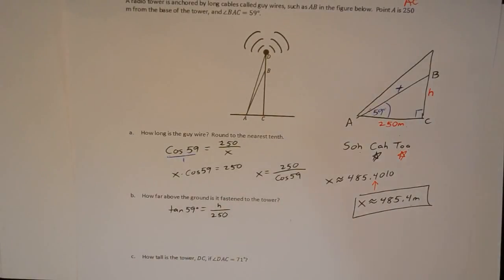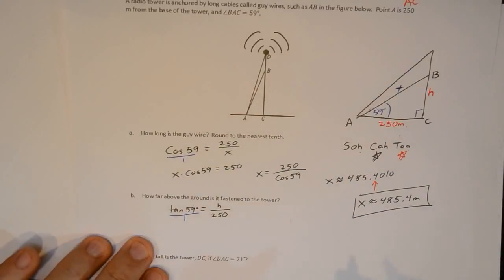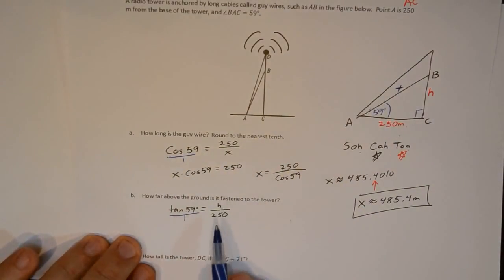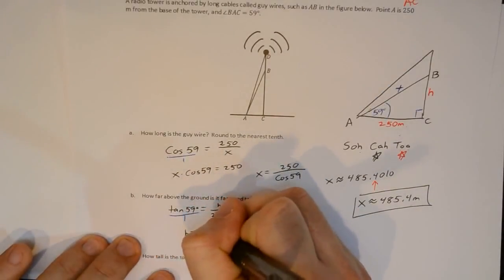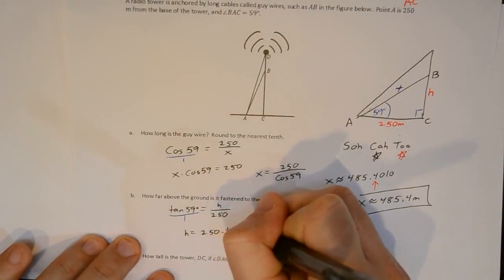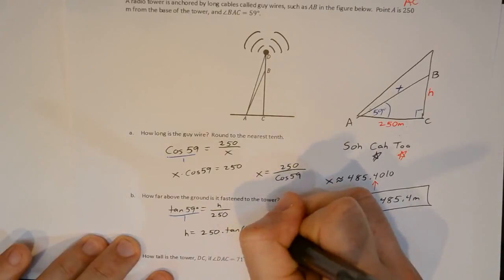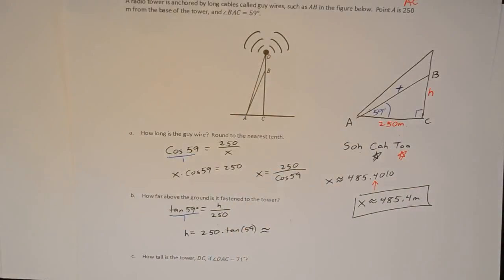When I cross multiply, again you can think about tan 59 over 1. You just get 1 times h equals 250 times tan 59. So h is whatever 250 times the tangent of 59 degrees is. So what's that going to be? Let's see. H, I'll make sure I'm in the right mode here. I am, that's a good thing.